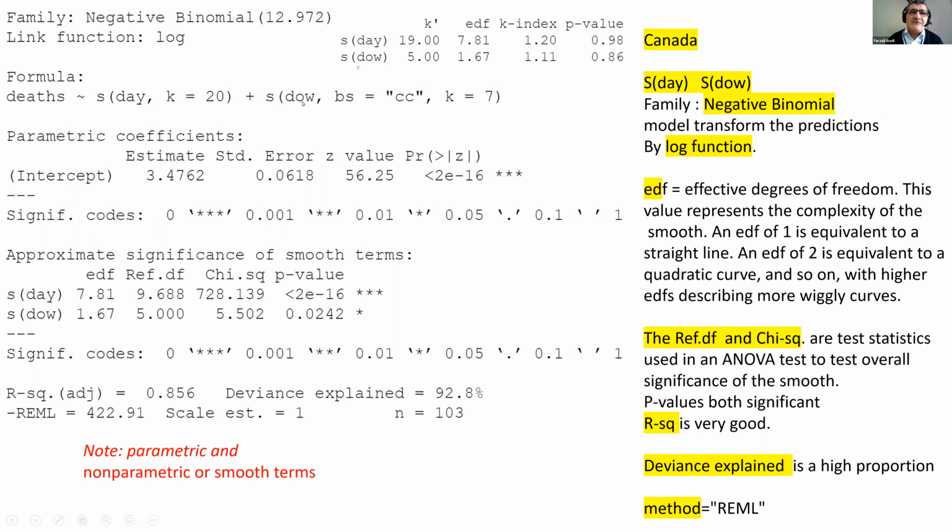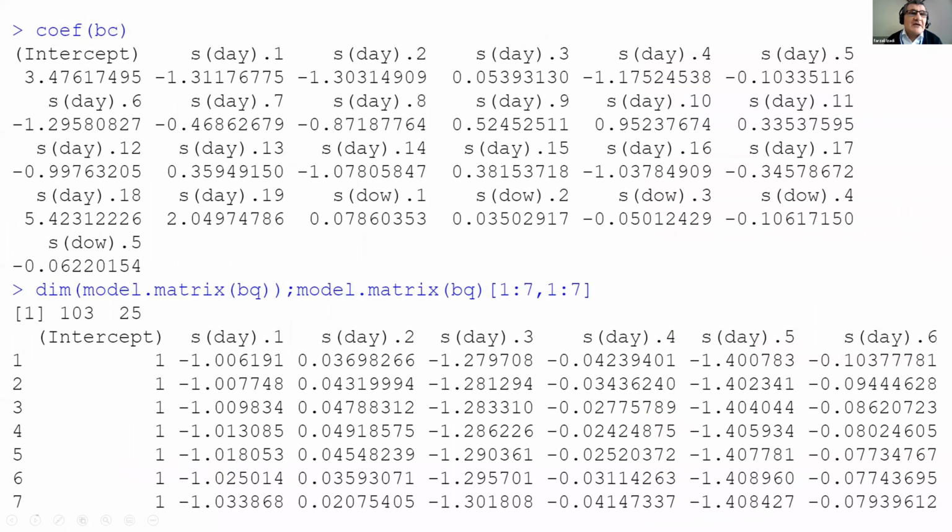For the S day of week, because it is cyclic over 7 days, we have to give this 7, but we got 5 variables. You see, for the intercept we have one number, for S day 1 until S day 19. For the day we have 19 basis functions, and for S day of week we have 5.